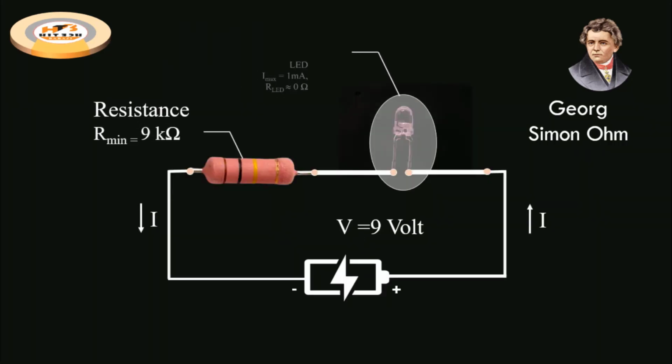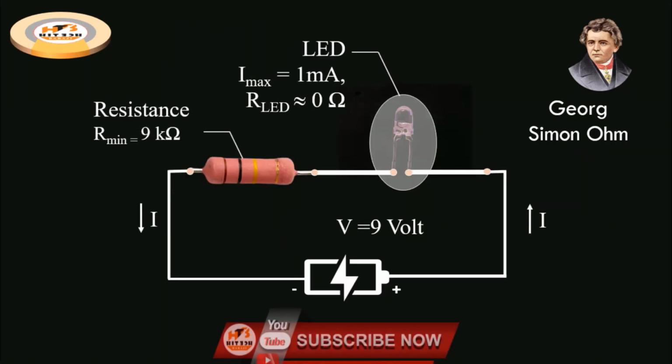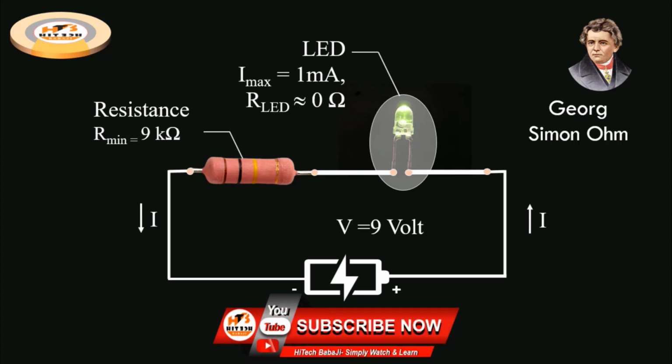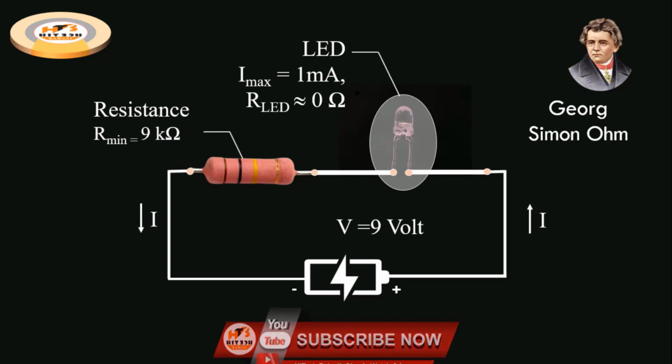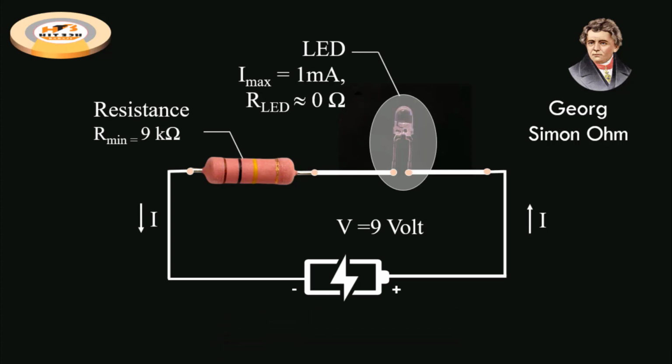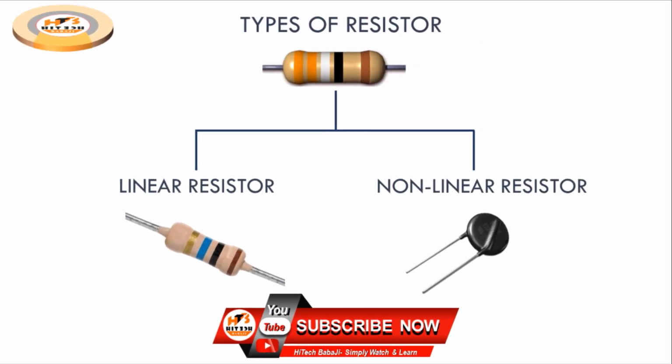So if we apply a resistance of more than 9 kilo ohm or equal to 9 kilo ohm in series with the 9 volt power supply, then that LED will work properly. This is the use of Ohm's law. Now we will discuss the types of resistors.